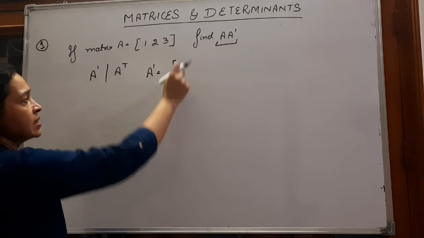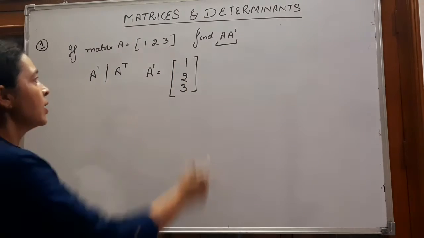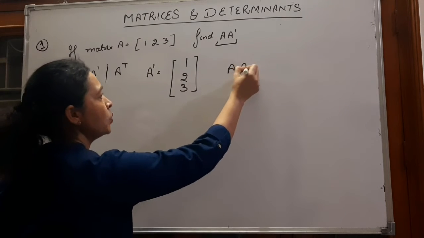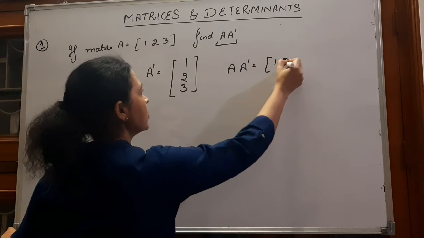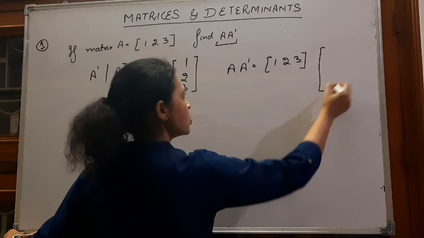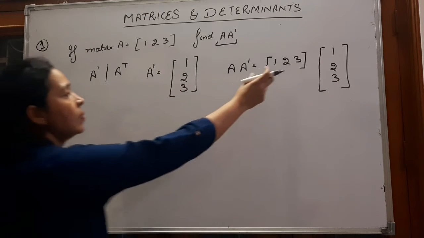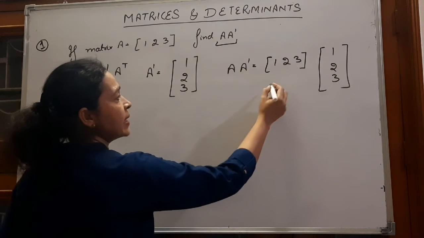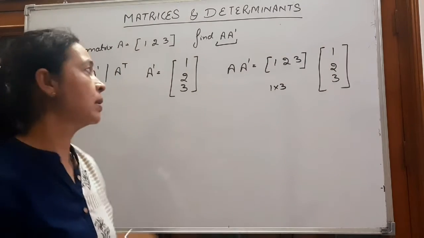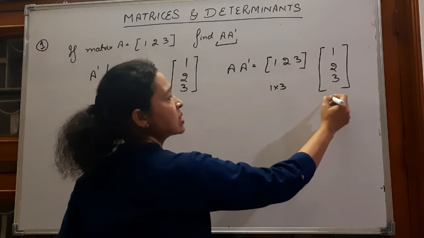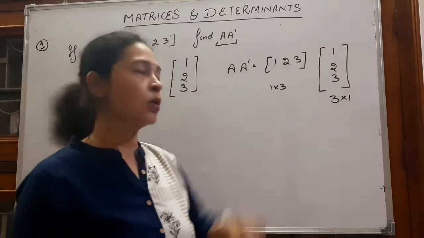Now, what will be A transpose? Row 1 will be changed into column 1, 2 and 3. This is A transpose. Now, we have to find A into A transpose. What is A? 1, 2, 3, and A transpose is 1, 2 and 3. The order of matrix A is 1 by 3. We have one row and three columns, and the order of A transpose is 3 by 1, 3 rows and 1 column.